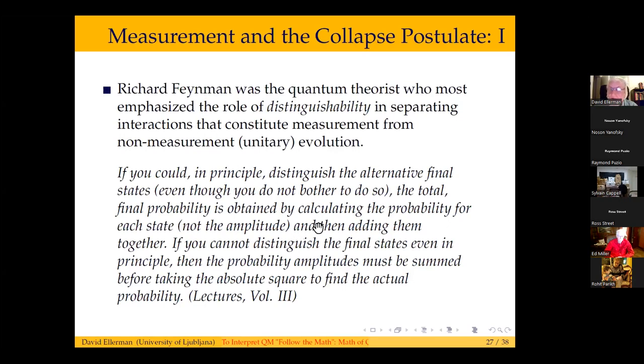So that's when you can distinguish them. That means it constitutes a measurement. That's what measurements do, is distinguish things. If you cannot distinguish the final states, even in principle, then the amplitudes must be summed before taking the absolute square to get the probability. So Feynman all along analyzed measurement and non-measurement in terms of distinguishability.